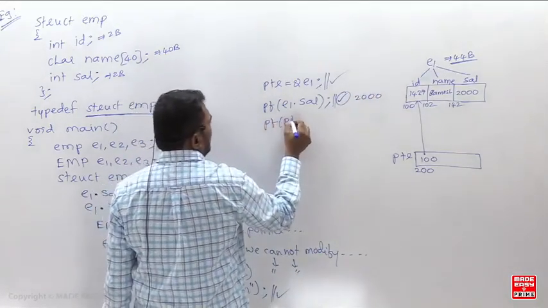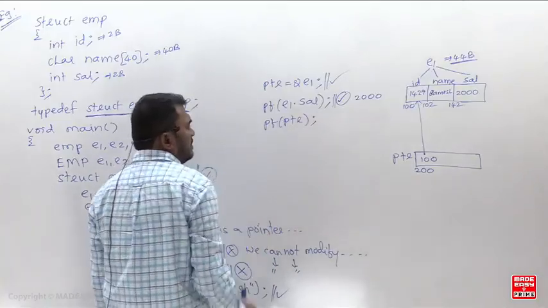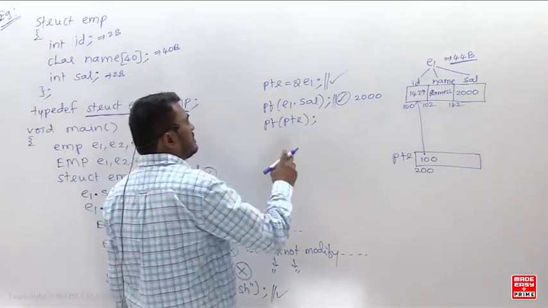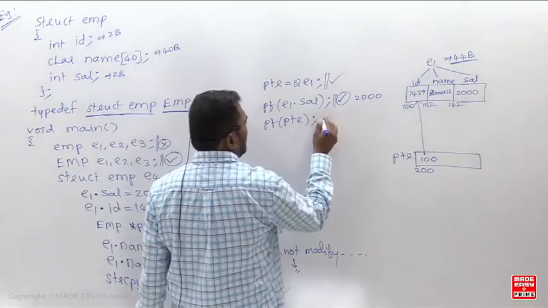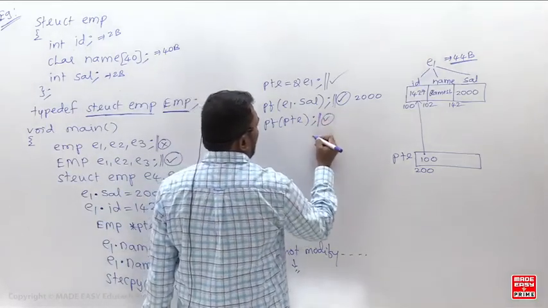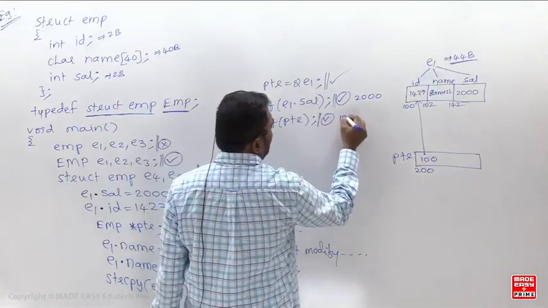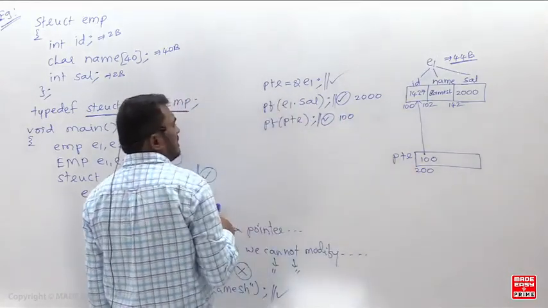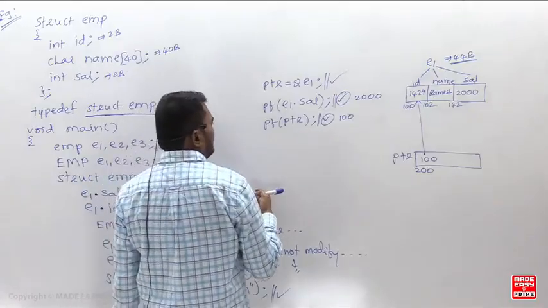Now tell me, printf ptr. If I write this, ptr is a variable, right? Variable means inside value. If I write printf ptr, tell me how much it will print. Allowed or not allowed? Allowed. So how much will it print? 100. ptr is a variable, variable means inside value, so that is 100.